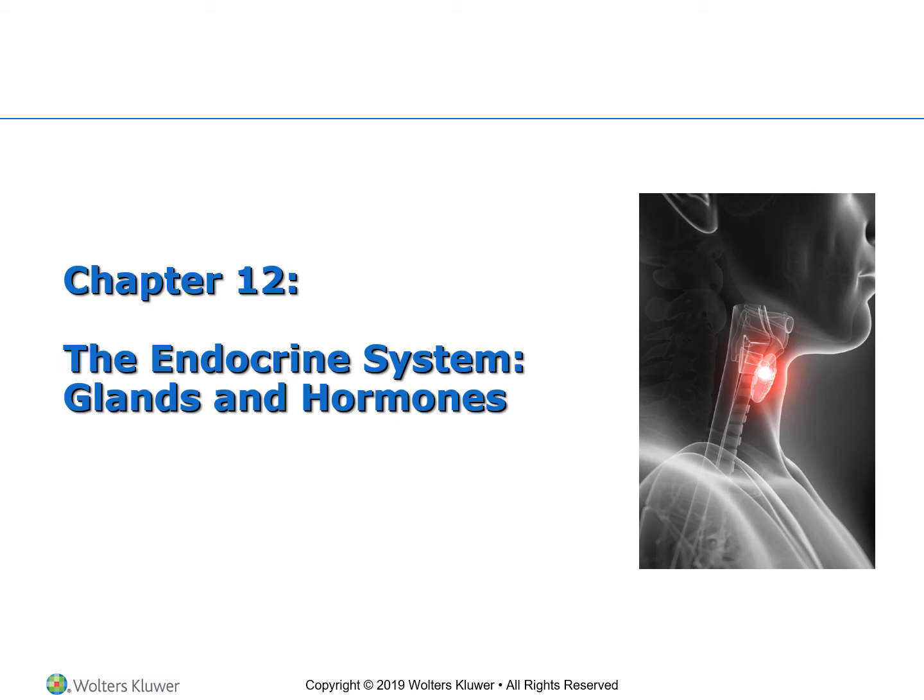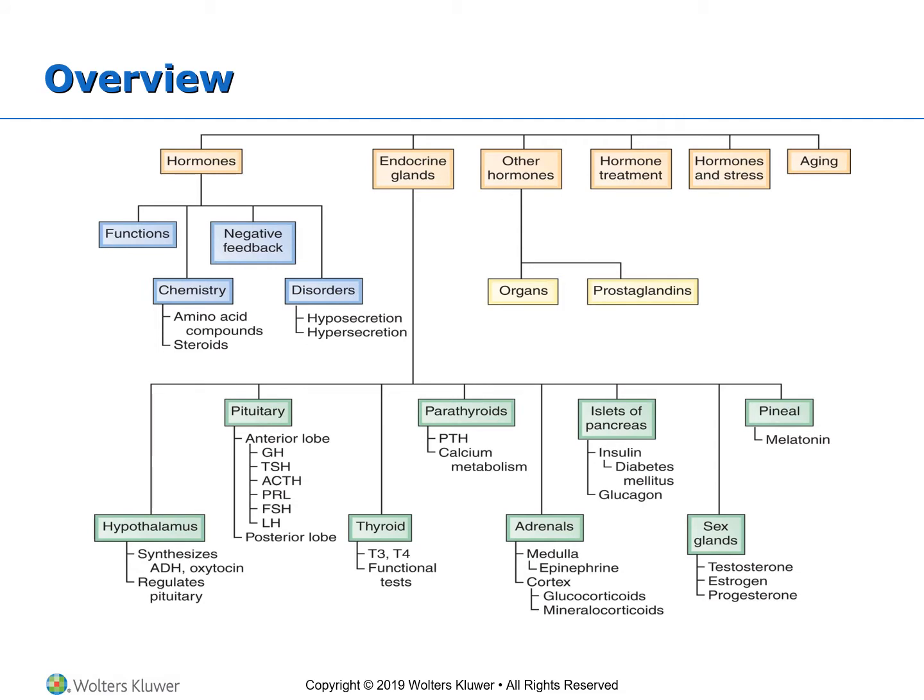Chapter 12 is covering the endocrine system with glands and hormones. In the overview of this lecture, we will discuss hormones with their function, chemistry, the regulation of hormones, that is the negative feedback, and different types of disorders.